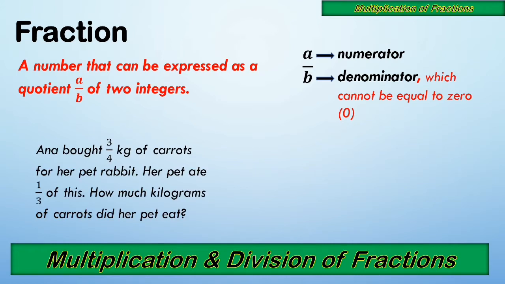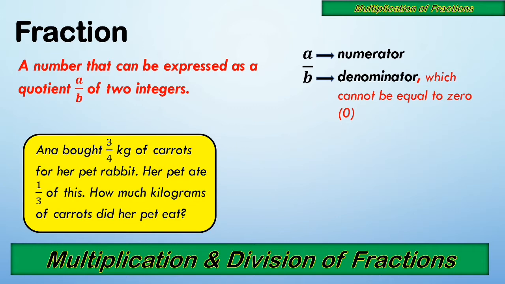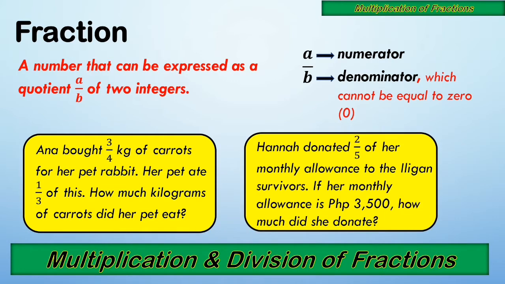Okay, example, we have here a problem. Anna bought 3/4 kilograms of carrots for her pet rabbit. Her pet ate 1/3 of this. How many kilograms of carrots did her pet eat? The second problem: Hannah donated 2/5 of her monthly allowance to the illegal survivors. If her monthly allowance is 3,500, how much did she donate? To answer those, we need to know how to multiply and divide fractions.